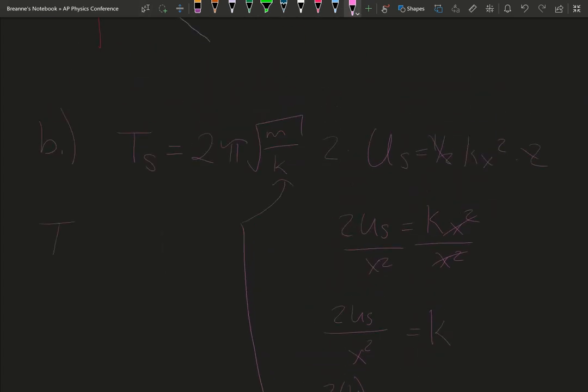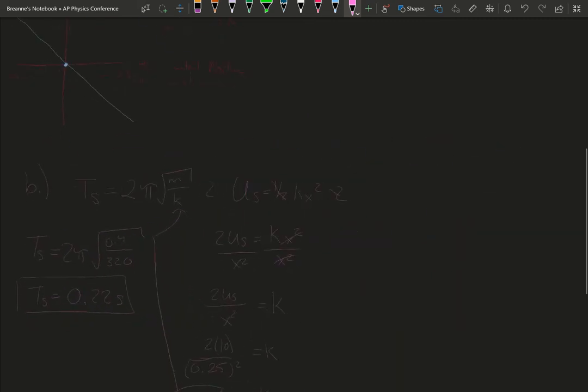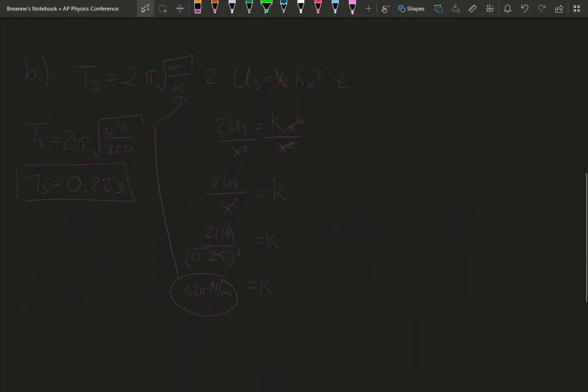So we get that our period of a spring is 2 pi times the square root of our mass, which was 0.4, divided by 320. Plug that into the handy dandy calculator, and you get about 0.22 seconds. And that's our answer. So this was a pure plug and chug.